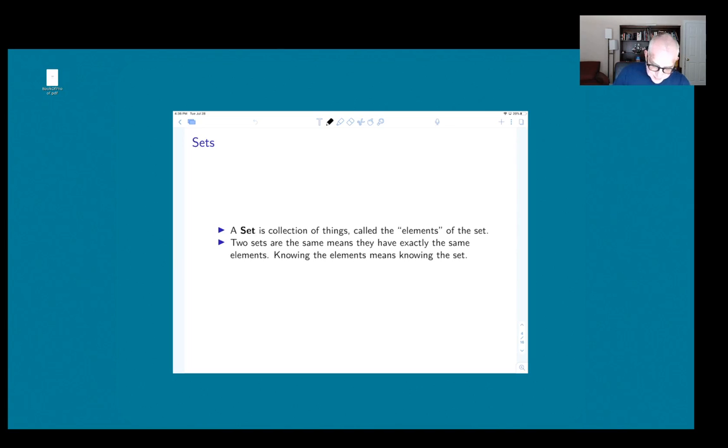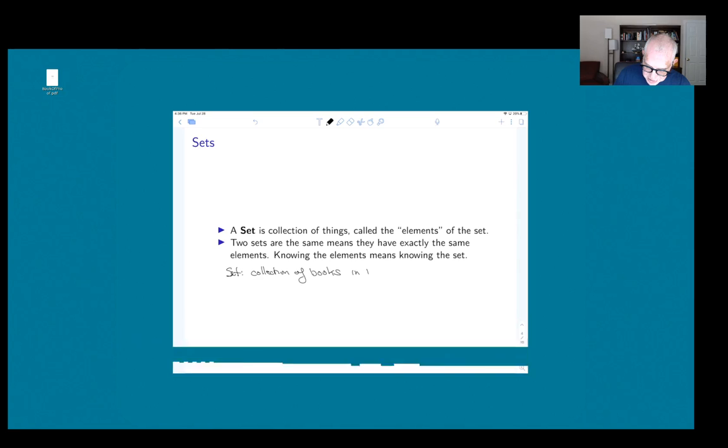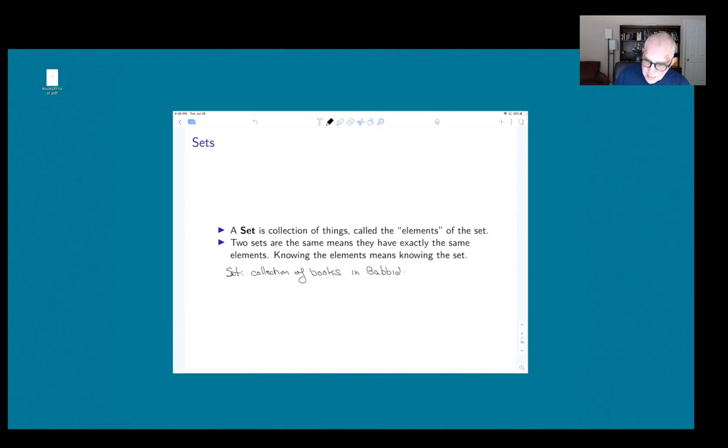As an example, we could define our set to be the collection of books in Babbage Library. Now, that certainly seems like it's a good collection, but you could raise a few objections. For example, you could say, well, what do you mean by in Babbage Library? Do you mean in the collection, in the catalog, physically in? Are we only talking about the books that the library owns? What about books that random people might have brought into the library, which are their own personal possessions?